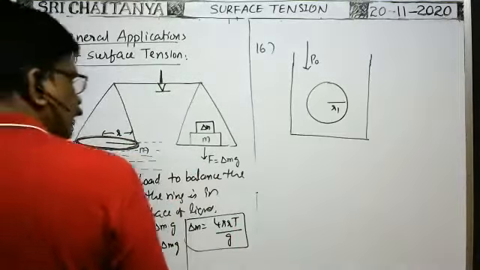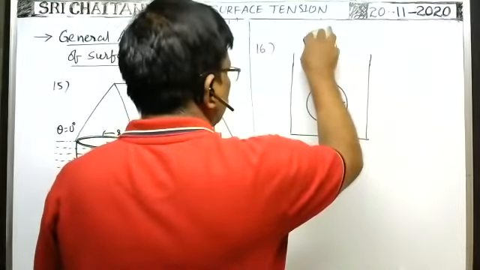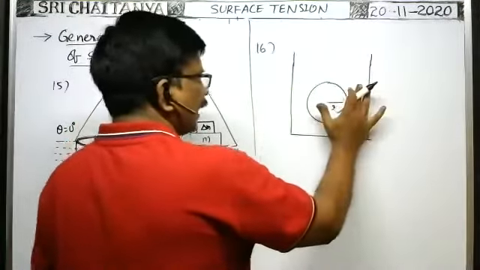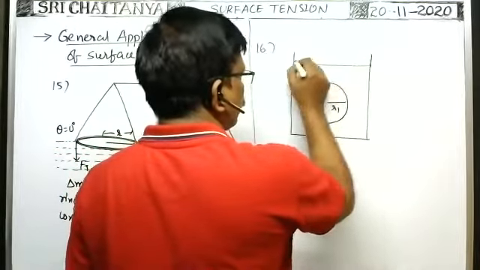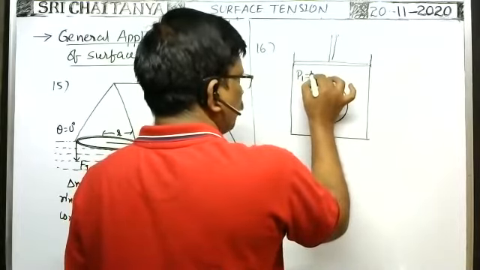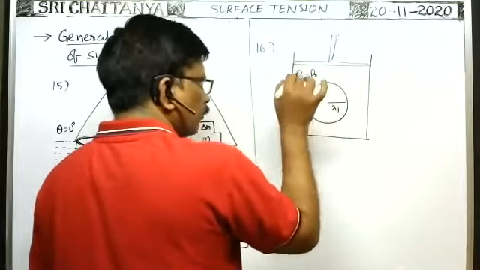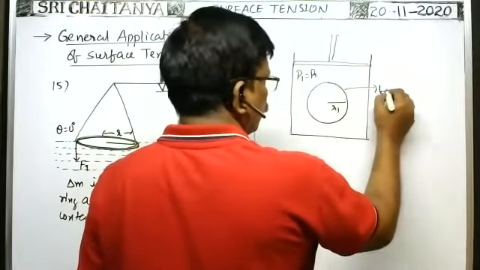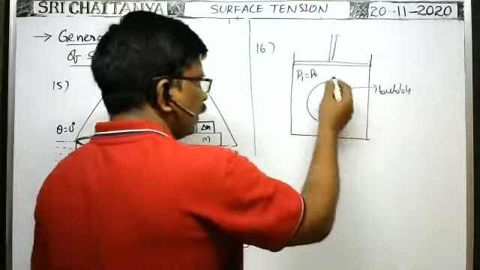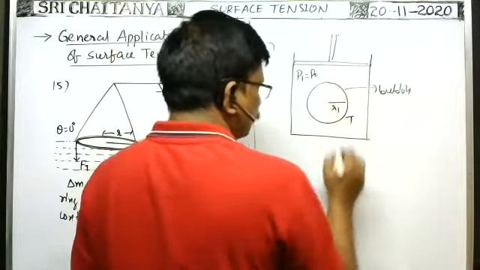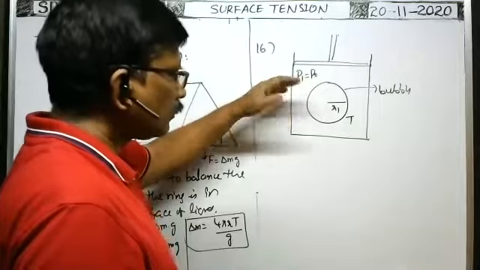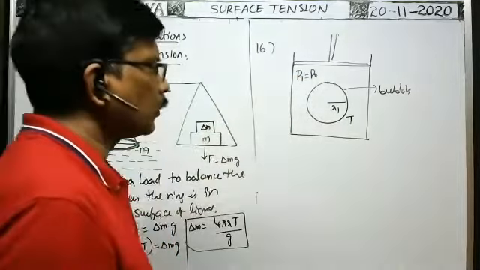First of all, let's see. Initially, there is air at atmospheric pressure. At that time, it is closed with the piston. Initially, the atmospheric pressure P1 is equal to P0 acting on the surface of the bubble. Now the radius of the bubble is equal to R1. The surface tension of the soap solution of the bubble is equal to capital T. Now the piston is pressed so that the size of the bubble decreases to small r2.